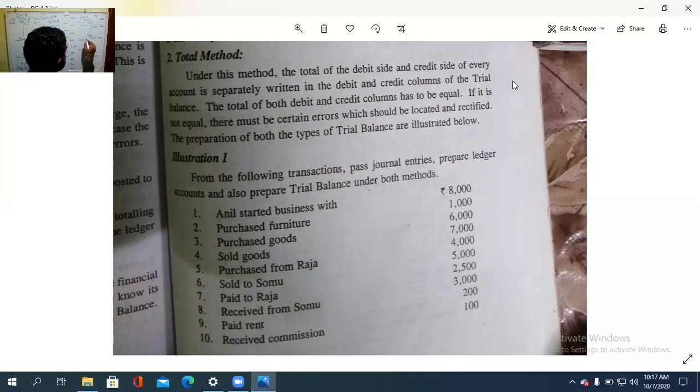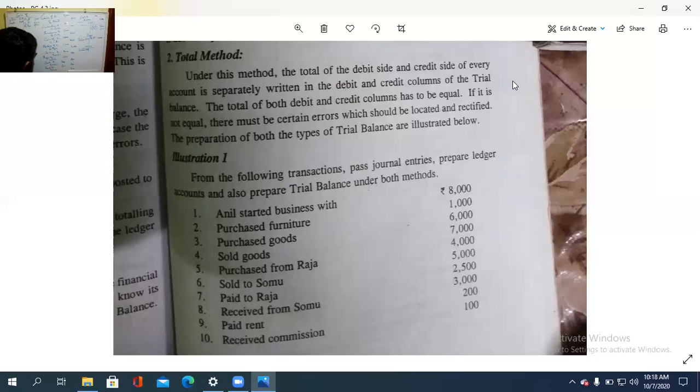how much? 2,500. And here there is sales already. Sales account we already prepared. So what is that? Somu debtor to sales. So by Somu, how much is it? 5,000. Okay. Then what is the next? Somu debtor to sales. Then Raja by purchases. Then Raja debtor to cash. So 2,500. So here by Raja in the cash.